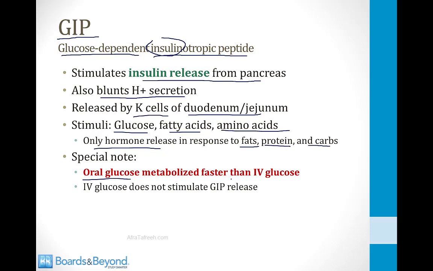is metabolized faster than IV glucose. If you administer oral glucose to a patient, that will trigger GIP release, and that will trigger insulin release, and as a result, that glucose will be metabolized quickly relative to an IV dose of glucose, which does not trigger GIP release because it doesn't go through the intestines.